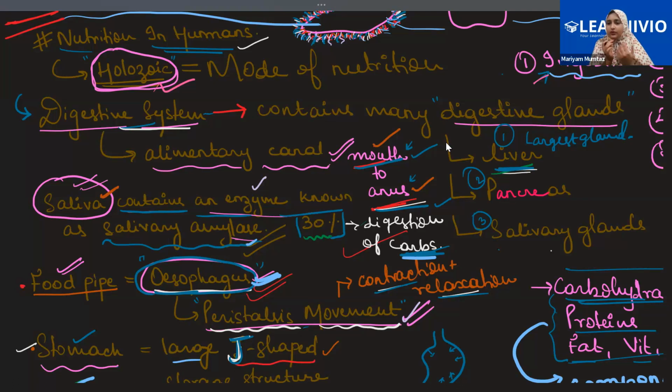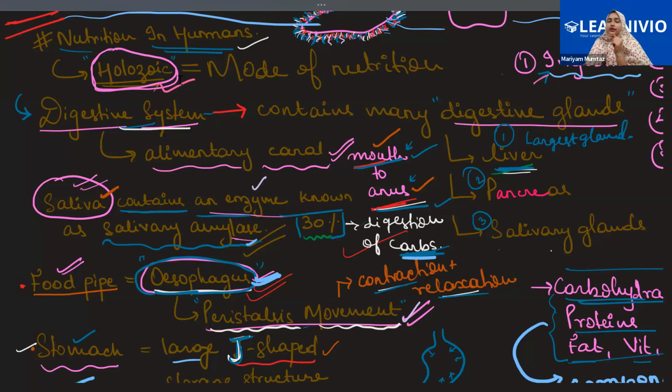So just like how we do, whenever we eat something, we put it in our mouth, we chew it, we swallow it, and then it goes inside our digestive system. Then it gets digested in our body, and then we derive the energy from it. So that kind of a mode of nutrition is called holozoic mode of nutrition.